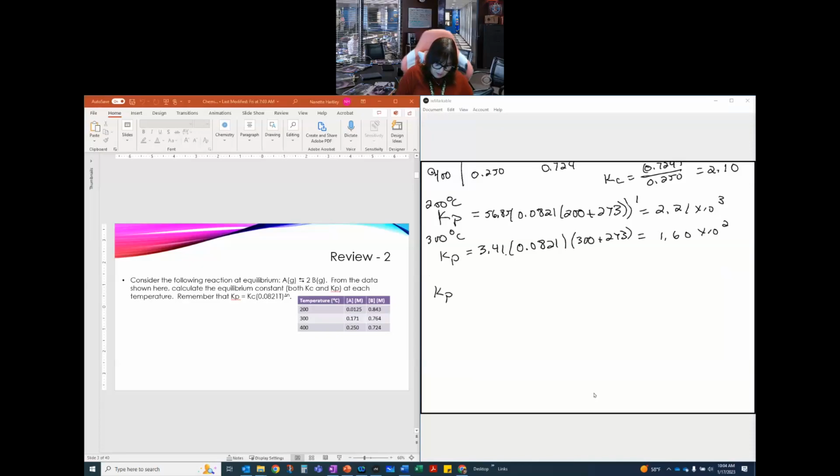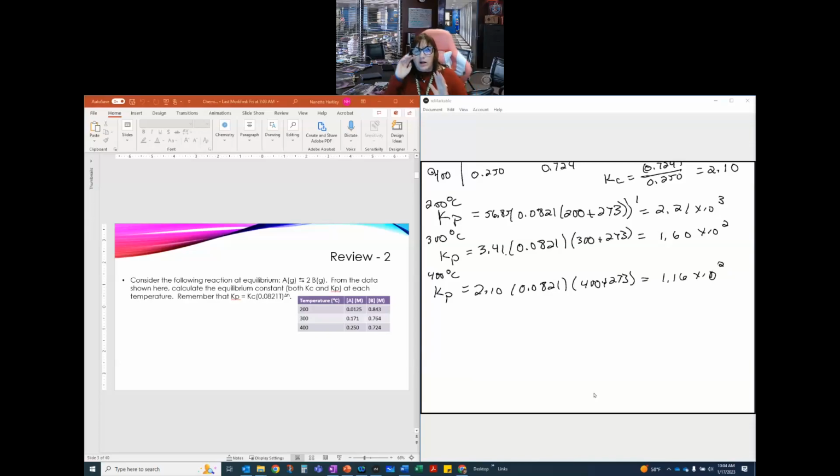For our last one at 400 degrees C, the Kc that I calculated was the 2.10 that you can still see right here. So 2.10, multiply that by 0.0821, and multiply that by 400 plus 273. So 2.10 times 0.0821 times 400 plus 273. And that gives me 1.16 times 10 to the 2.